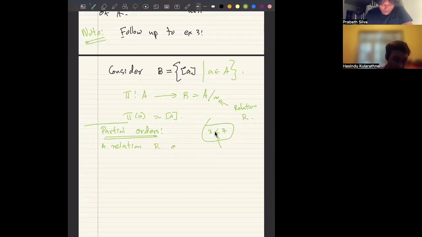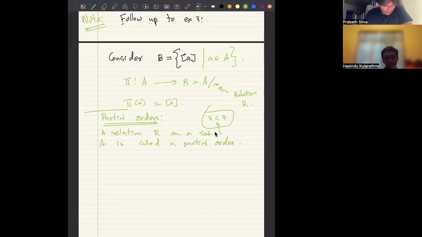A relation R on a set A is called a partial order if we have these three properties. The first one, A R A. Think of this as less than or equal. And then the second property is A R B and B R A implies A equals B.